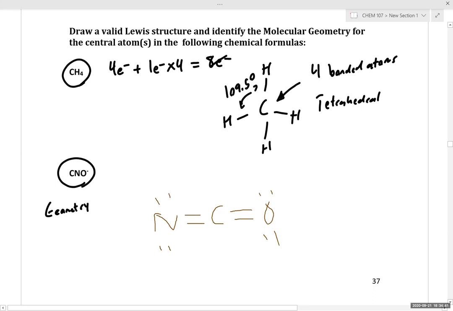Let's see some assigned geometries. I want to make sure everyone's comfortable with assigning geometries, as this will be a critical skill to help you understand and mentally visualize the shape of different molecules, to understand what molecules look like in 3-dimensional space.